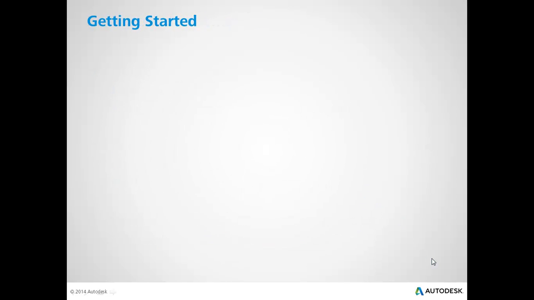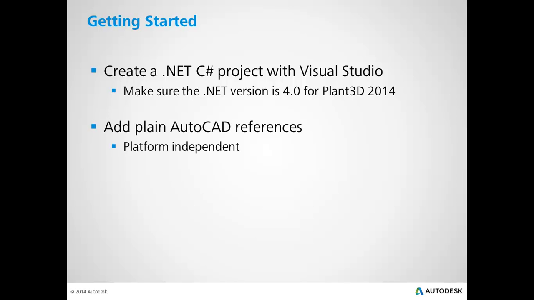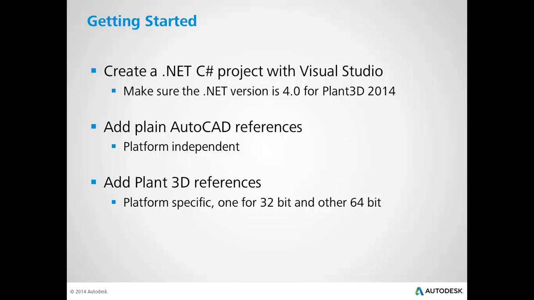So let's get started. To develop for Plant3D, we need to create a .NET C# project with Visual Studio. We have to make sure we are going to use .NET version 4.0, which is the version used for Plant3D 2014. We need to add all AutoCAD related references. AutoCAD references are platform independent, so you can choose them for both 32 and 64-bit. We also need to add the Plant3D references, but those are not platform independent, they are specific. So we need to add the reference for 32 and again for 64.